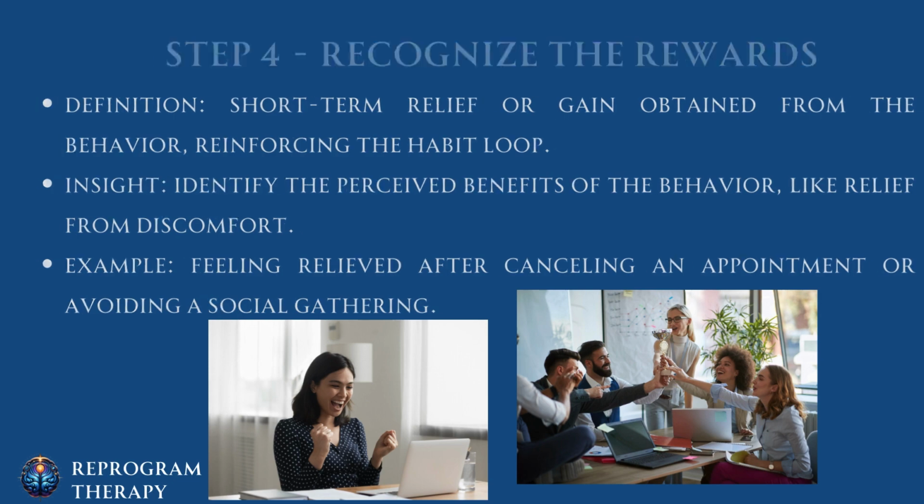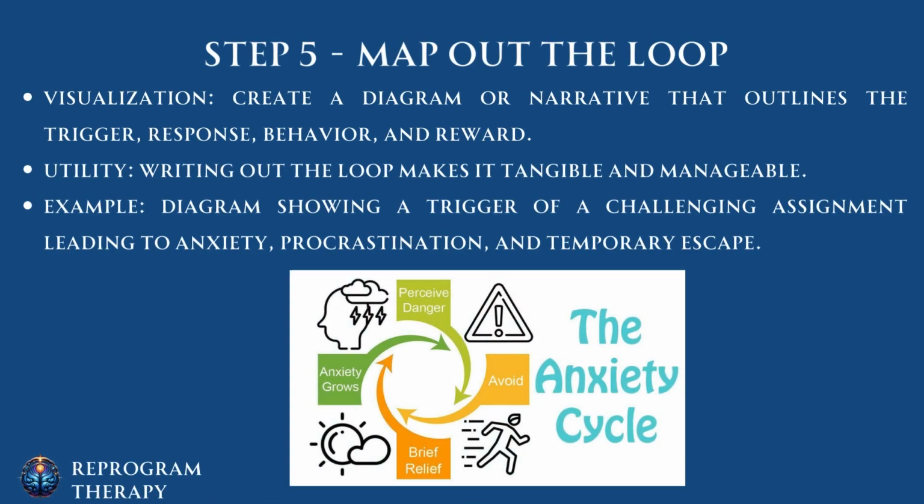Step 5 is to map out the loop. Use a diagram or a simple narrative to map out the trigger, response, behavior, and reward. You could even draw a circle and segment it into parts labeled with each step of the habit loop, and then connect them in a way that shows how one leads to the next.